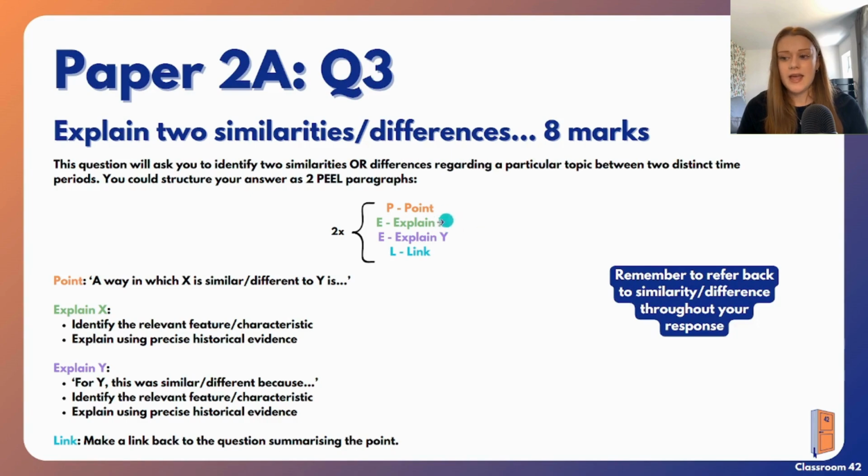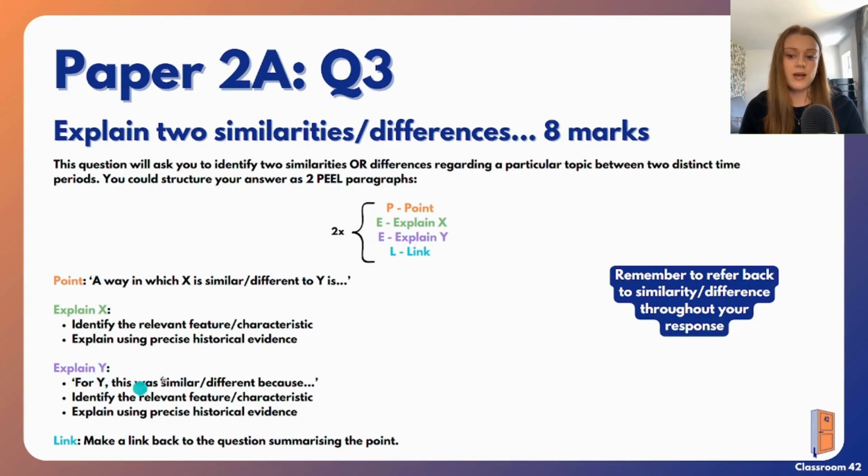So X is our first time period and Y is our second time period. First of all, we need to state our point, so a way in which X is similar or different to Y is. Then we want to explain X, so we're going to explain our first time period that has been stated. We're going to identify the relevant feature or characteristic and explain it using precise historical evidence. Then we're going to do the same for Y.